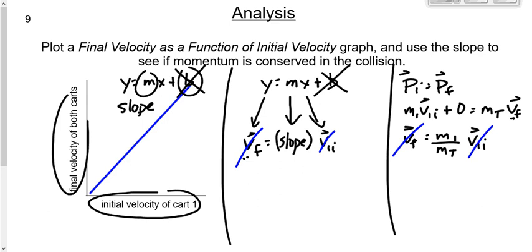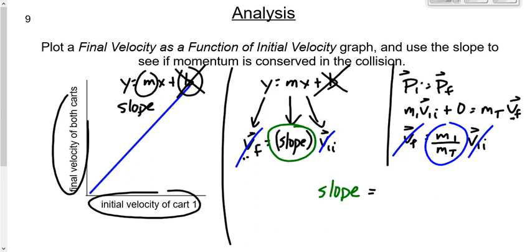What am I left with? I'm left with the slope and M1 over MT. So the slope of this graph is equal to M1 over MT. You would have never predicted that, right? Slope of a position-time graph is velocity. We know that. The slope of a velocity versus velocity graph is mass 1 over mass total. How would we have ever predicted that without having some way to figure it out?